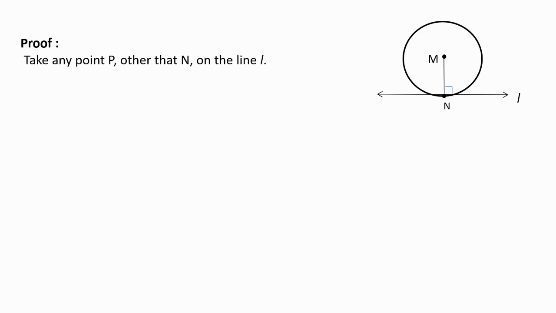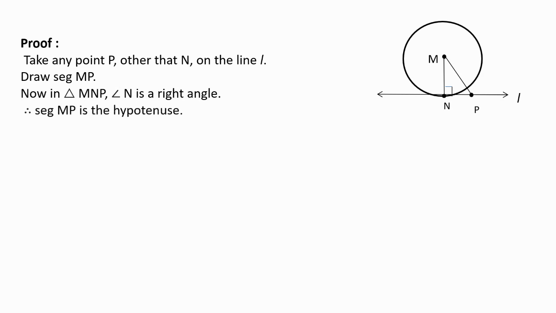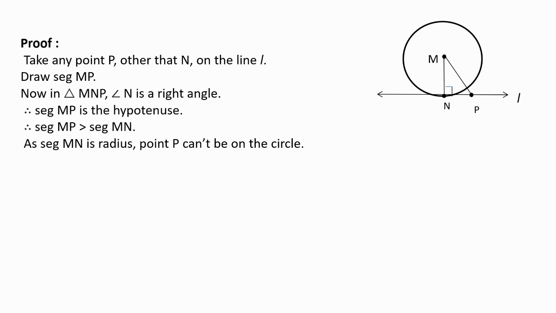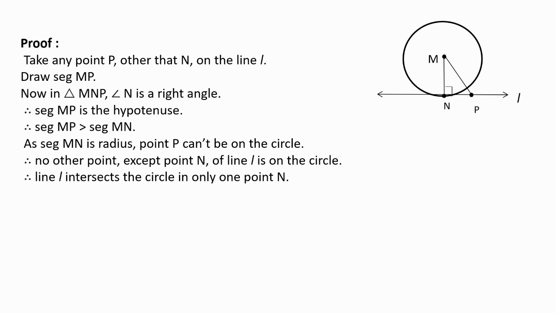Take any point P other than N on line L. Draw segment MP. Now, in triangle MNP, angle N is a right angle. Therefore, segment MP is the hypotenuse as it is opposite to the right angle. Therefore, segment MP will be greater than segment MN. As segment MN is a radius, point P can't be on the circle. Therefore, no other point except point N of line L is on the circle. Therefore, line L intersects the circle in only one point N. Therefore, line L is a tangent to the circle.